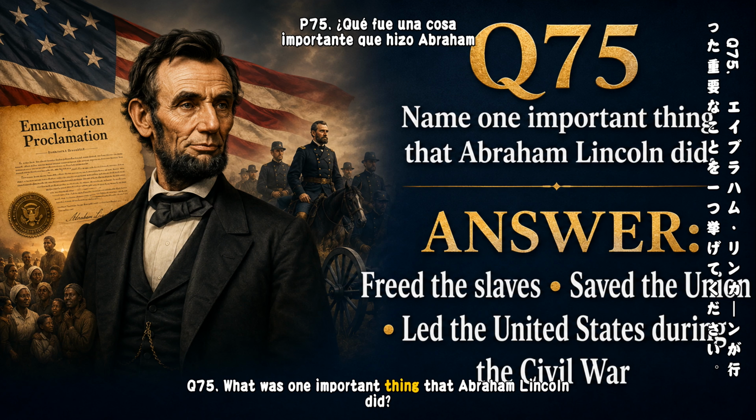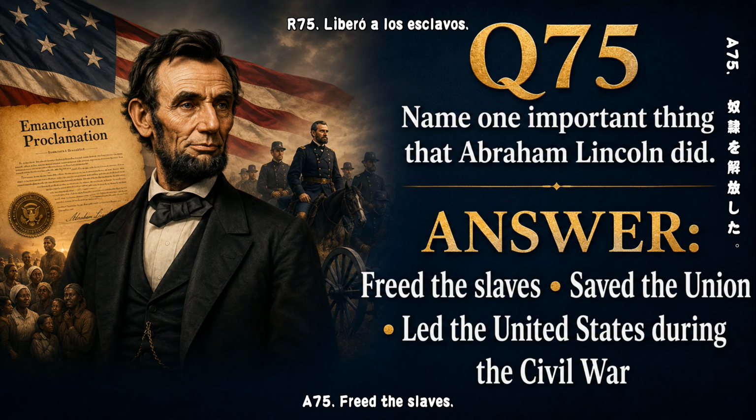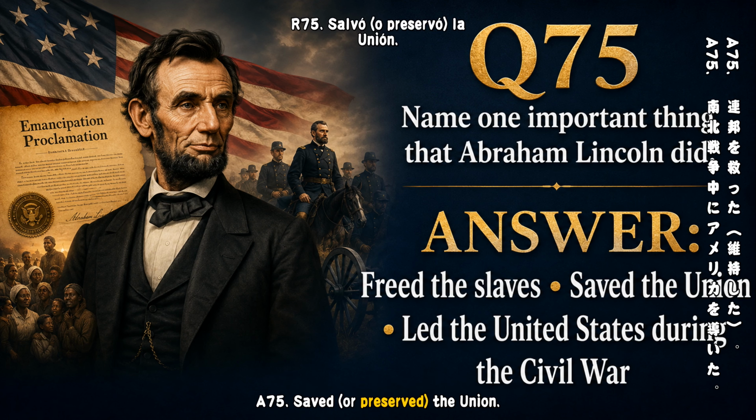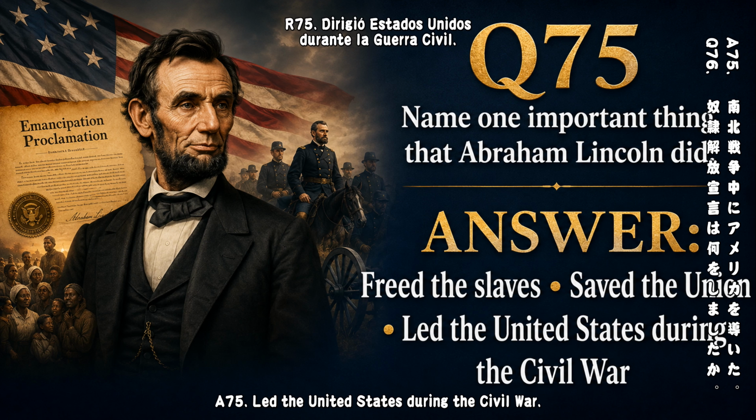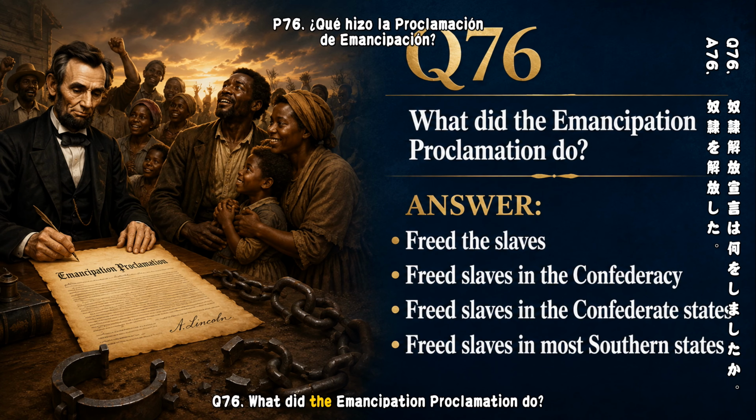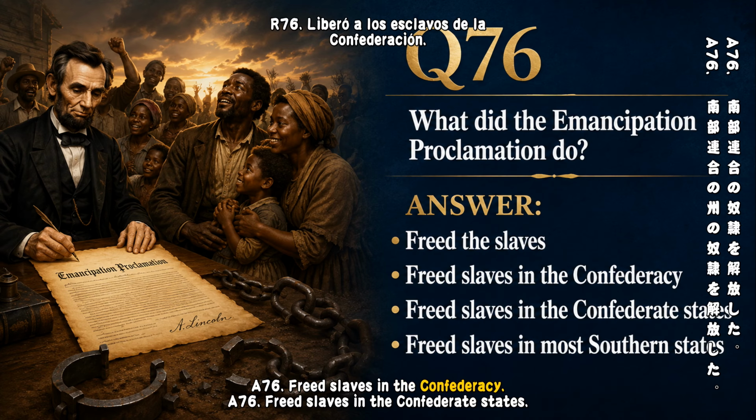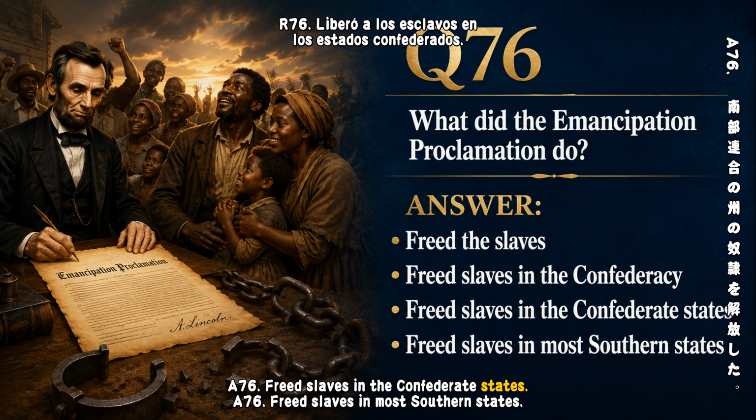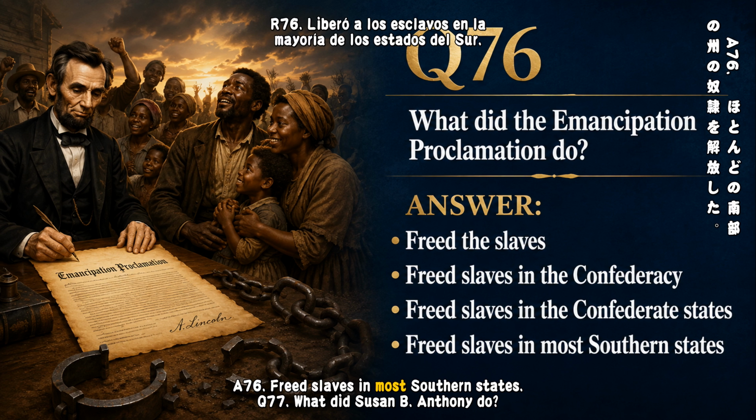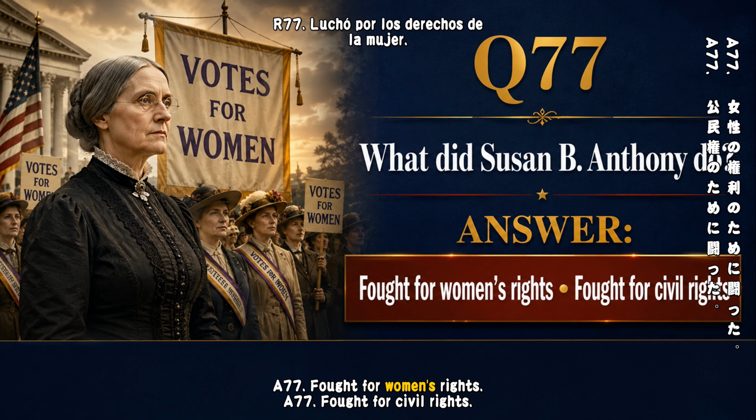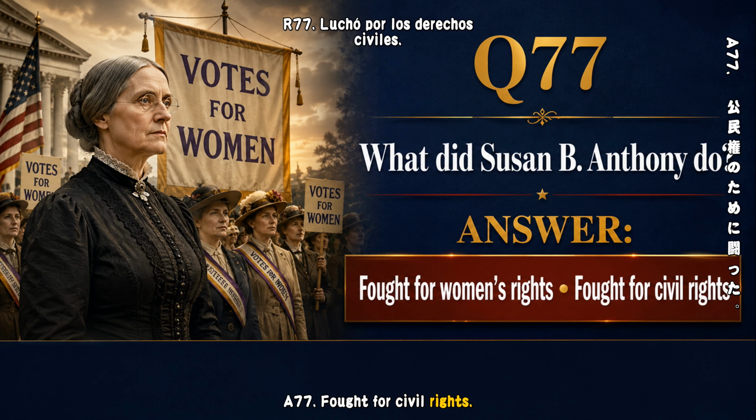What was one important thing that Abraham Lincoln did? Freed the slaves. Emancipation Proclamation, saved or preserved the Union, led the United States during the Civil War. What did the Emancipation Proclamation do? Freed the slaves, freed slaves in the Confederacy, freed slaves in the Confederate States, freed slaves in most southern states. What did Susan B. Anthony do? Fought for women's rights, fought for civil rights.